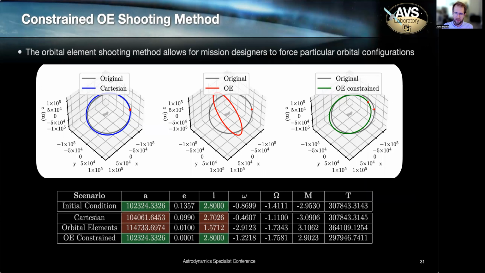So this figure just attempts to demonstrate this. We have some scenario with a desired semi-major axis and inclination. We run the Cartesian shooting method, the orbit element shooting method, and then the constrained orbit element shooting method. And the only solution that maintains those desired elements is the constrained orbit element solution.